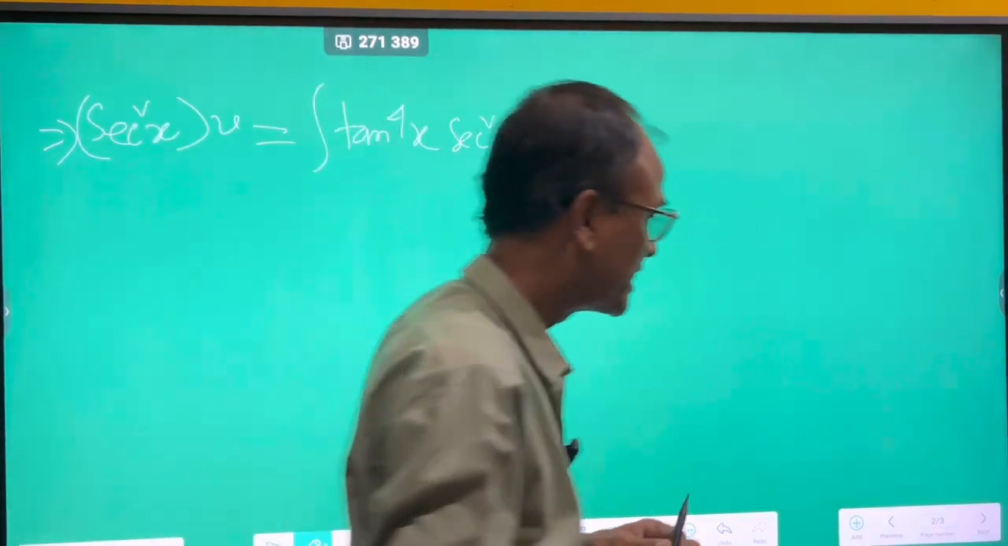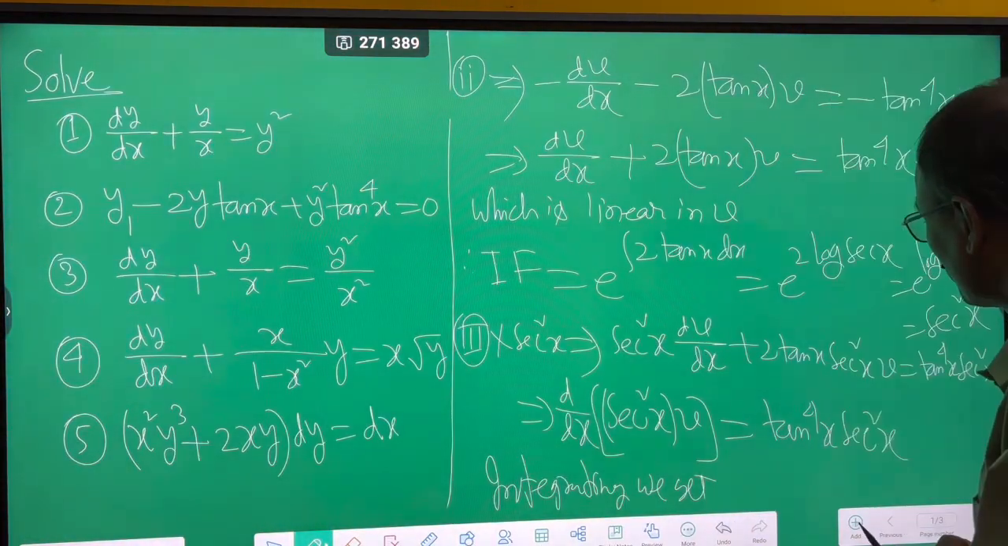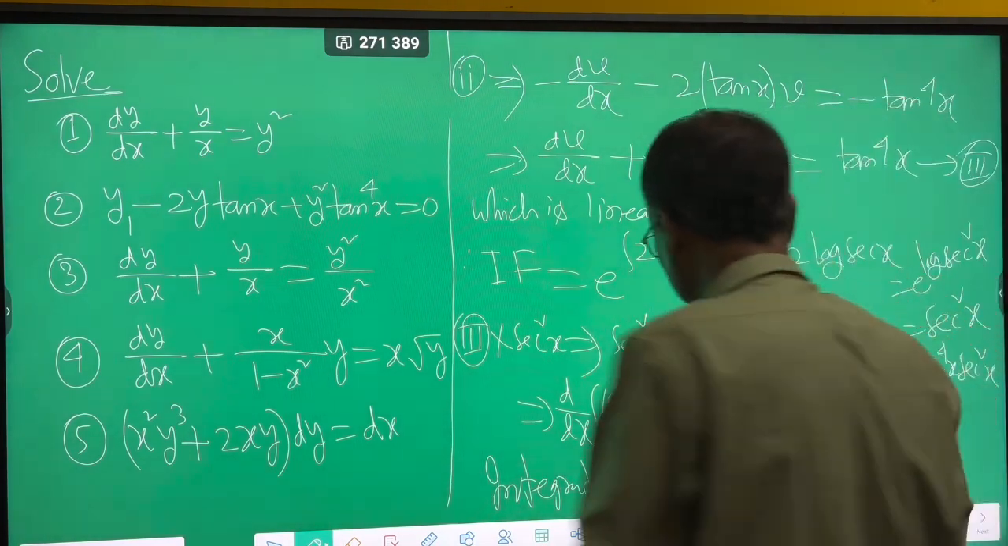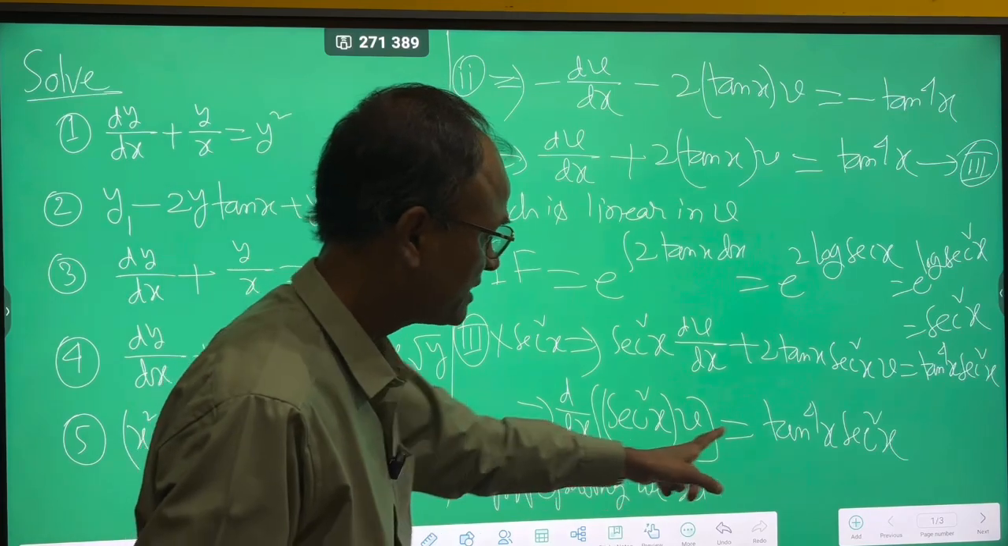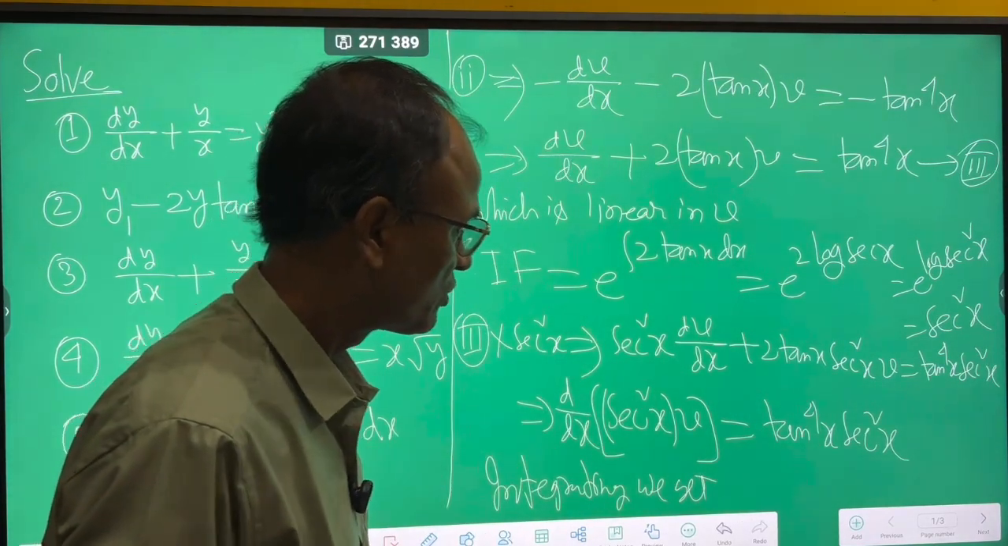Have we written it in correct form? You see here 10 to the power 4x sec square x. If you integrate this one, then you will get this.